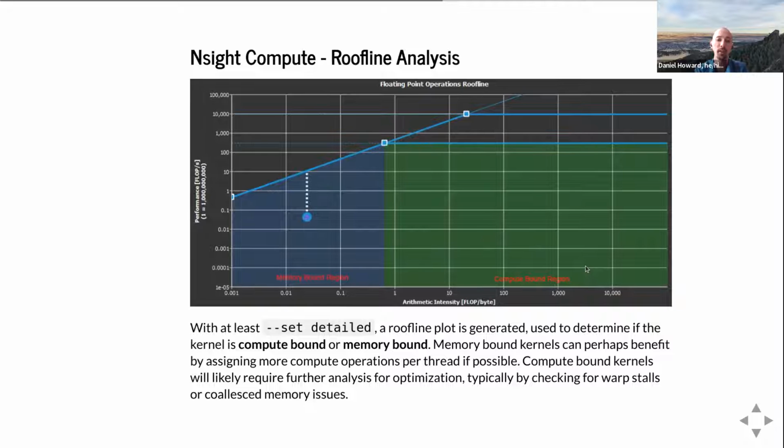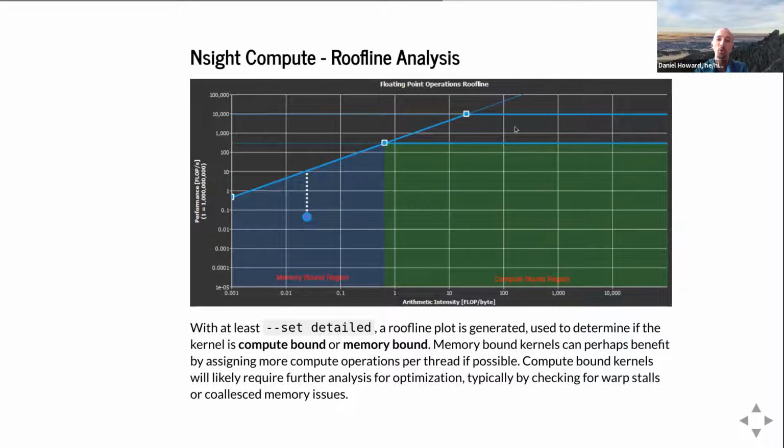Another section that's important, that will appear after you use detailed set options like dash full, is a roofline plot. I've discussed that previously. This helps you identify if you're in a compute-bound kernel or a memory-bound kernel. If you're in the left side of this region under the slanted line, that means you're in a memory-bound region. And on the right side, you're in a compute-bound region.